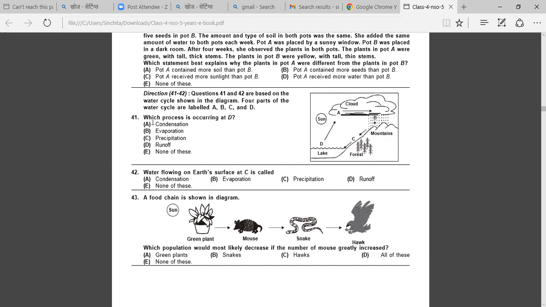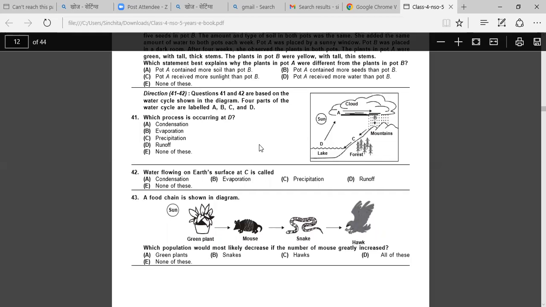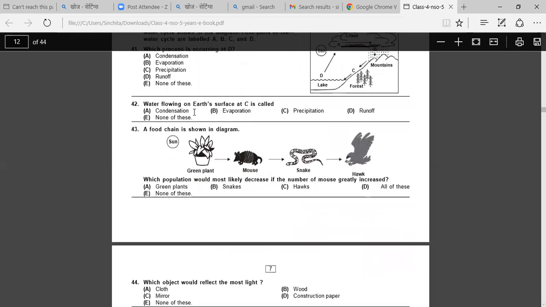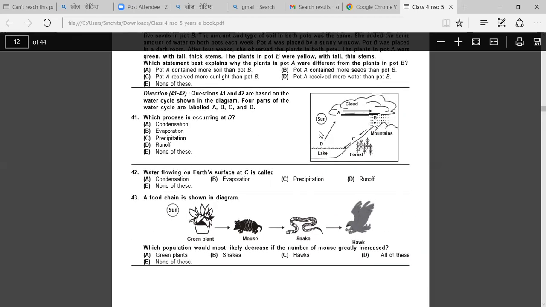Okay, now number 41. Which process is occurring at D? D. This is evaporation. See, the water is evaporating and going into the sky, and from it clouds are forming. Okay, number 42. Water flowing on Earth's surface at sea is called runoff. Number D is the correct answer.